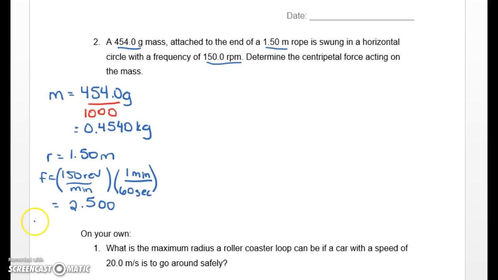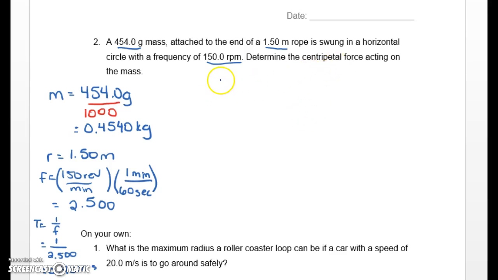And then just off to the side here, I am going to look at our periods. So that is 1 over your frequency. So that is 1 divided by this 2.500, which gives us an answer of 0.4000 seconds for our units. So now that we have all of our information written down, we've converted to the proper bits of information that we need. Now we can go ahead and look at the centripetal force equation.